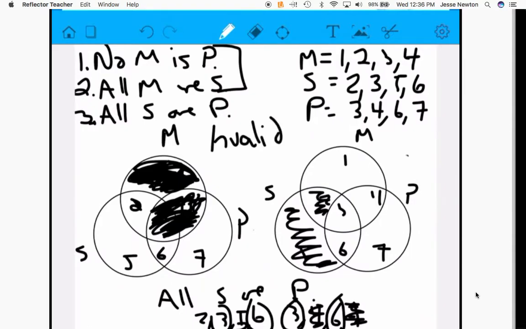Not that there is a close or near miss, but I mean this one's just terrible. It didn't even get one region shaded in the combined premises. So this argument just doesn't work. It is an invalid argument. And I hope you got that answer.